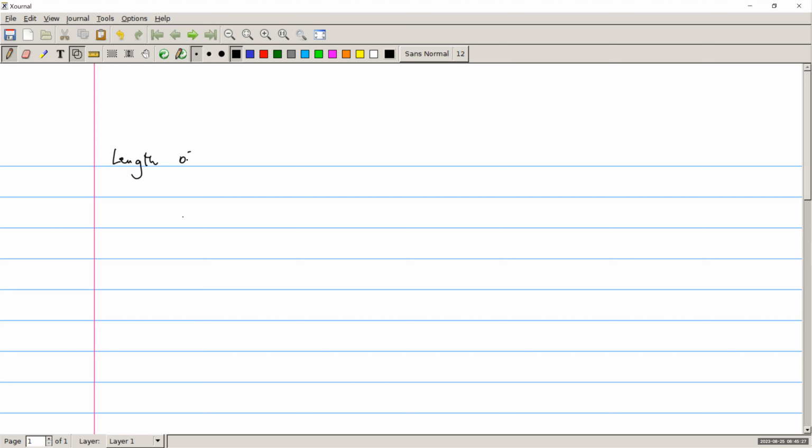Okay. The length of a vector. What is the length of a vector? So suppose there's a vector v. How do you define the length of a vector? Right. So what's the magnitude?